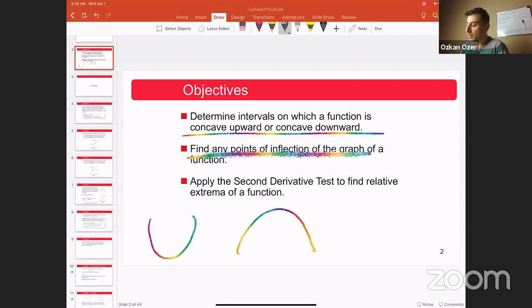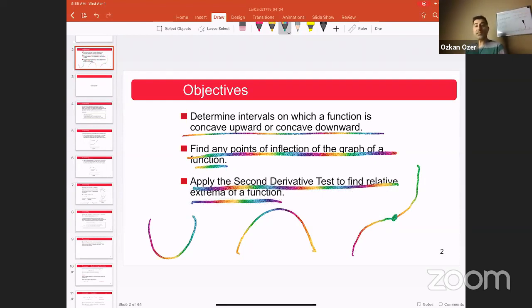We're going to pinpoint the points of inflection, which is essentially like you go up, up, up, and all of a sudden you make a turn and keep going up, up, up. We're going to call this point an inflection point later on. And in addition to the first derivative test, we're going to use a second derivative test to pinpoint relative extrema correctly. In the future, you will see that we're going to bring first and second derivative tests together to accurately determine the relative extrema.